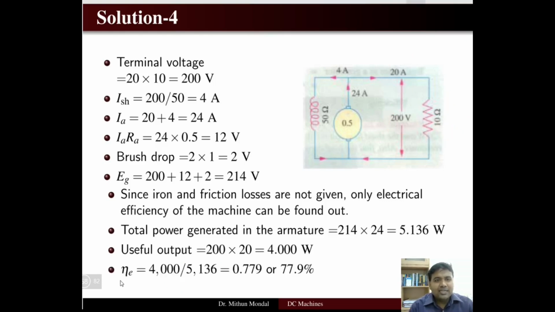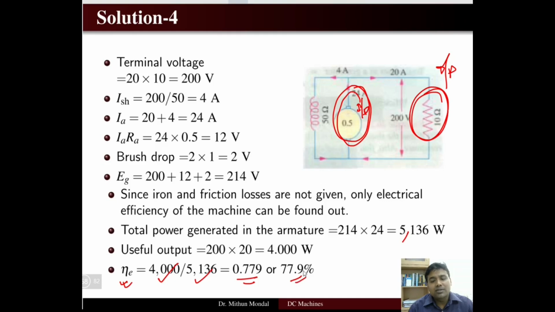So the electrical efficiency that you are going to compute now from the knowledge of the armature and the load. So this is your output and this is your input. So output you are getting 4 kilowatt divided by 5136 watt. So this one is equal to 0.779, that is 77.9%. So in this way you can calculate the efficiency of the machine.